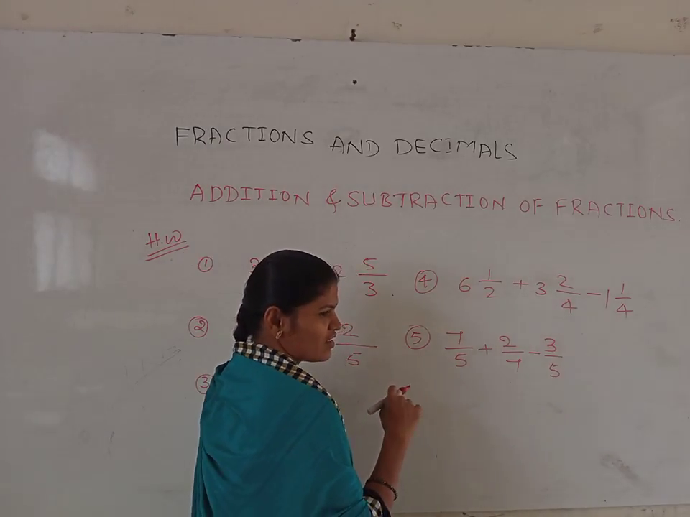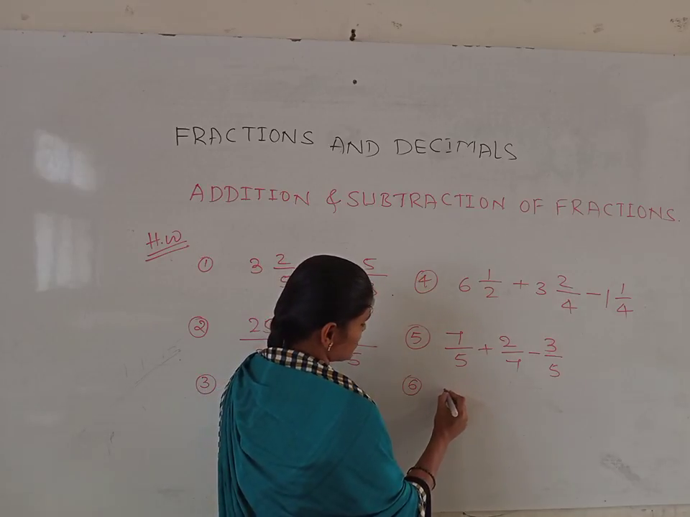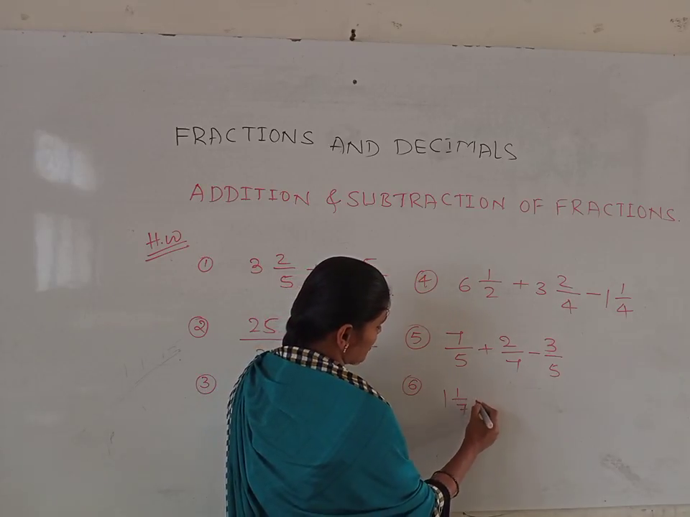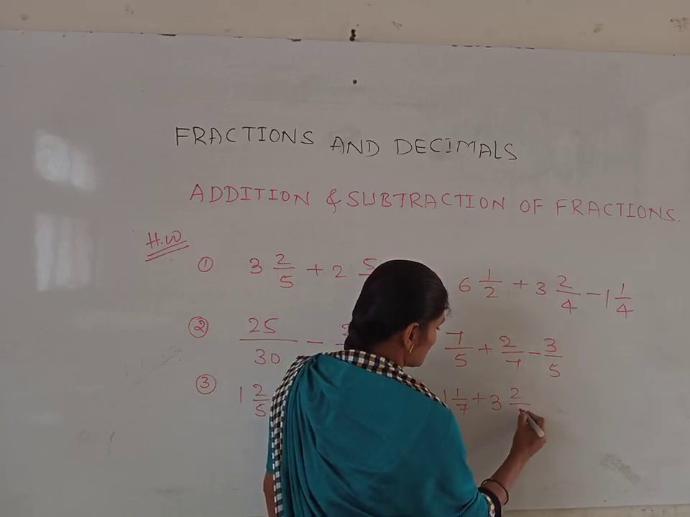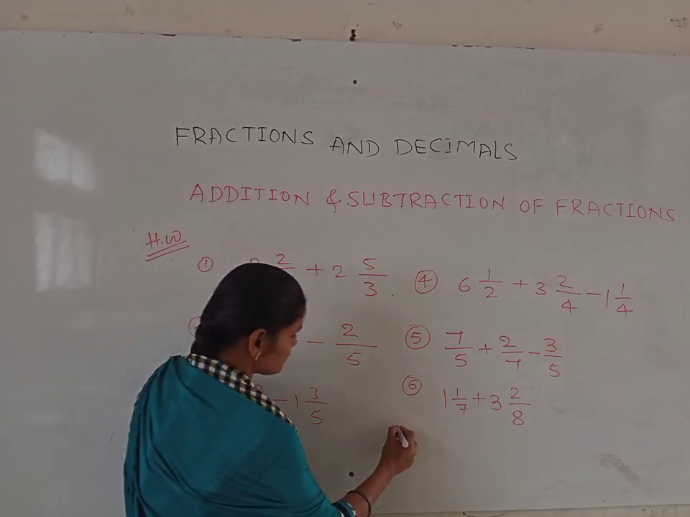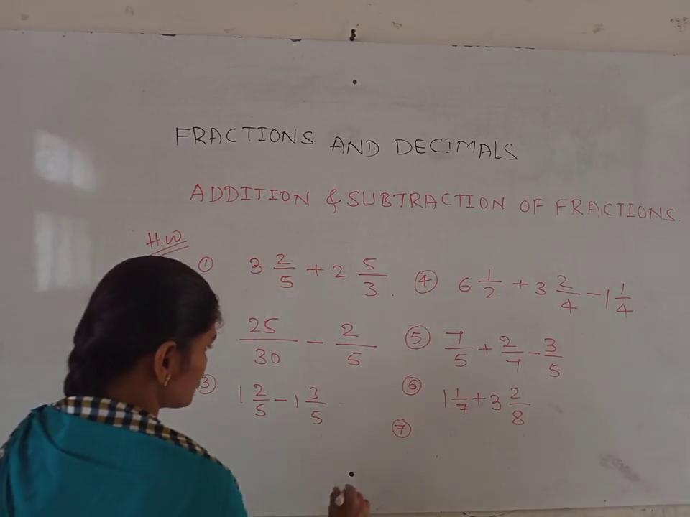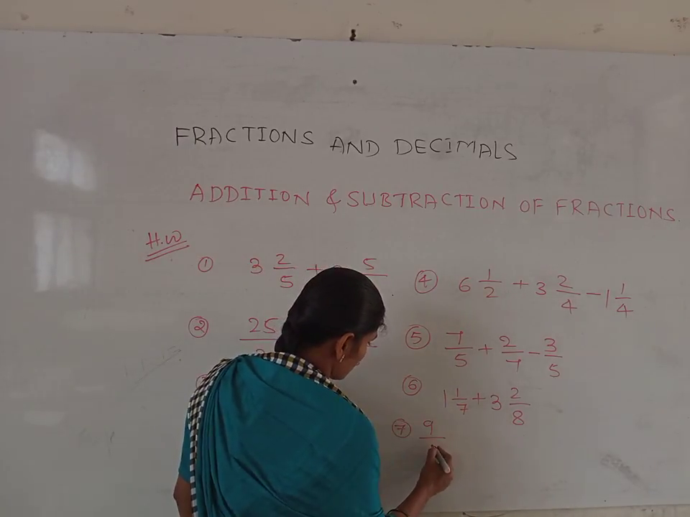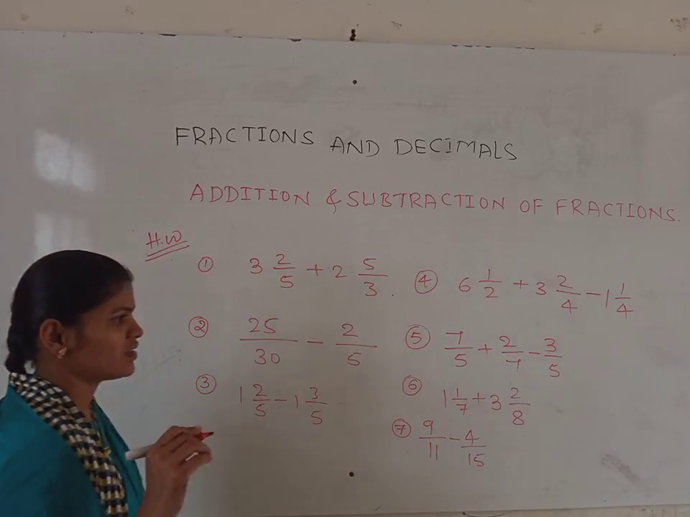Ready? Yes, next one: 1 integer 1 by 7 plus 3 integer 2 by 8. Next: 9 by 11 minus 4 by 15.